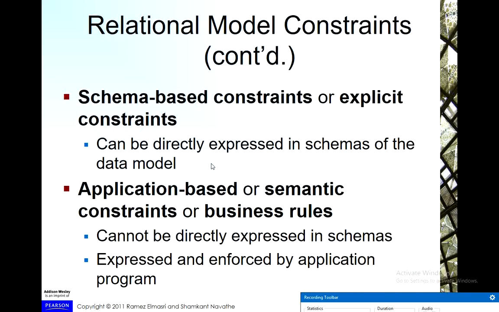Schema-based constraints, or explicit constraints, can be expressed in the schema of the data model itself, as I mentioned. But there are also business rules, which we call application-based constraints. These business rules are expressed and enforced by the application program.